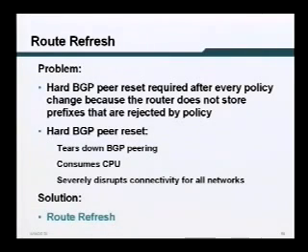Okay, so a hard BGP peer reset tears down the BGP peering. That can be 1, 2, 3, 5, 10, 15 minutes to restore it, depending on the situation. It takes CPU on the router, but worst of all, it severely disrupts connectivity for all the networks. If it's a major transit point providing connectivity between many different networks, people are working away there, and suddenly the connection goes, and it takes 5 or 10 minutes to come back.